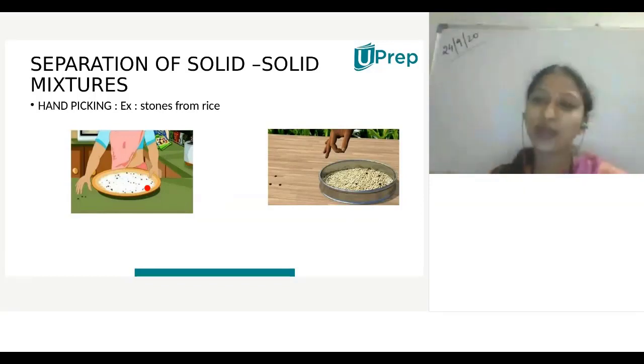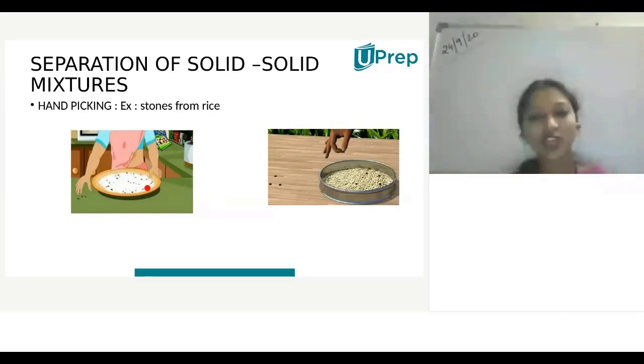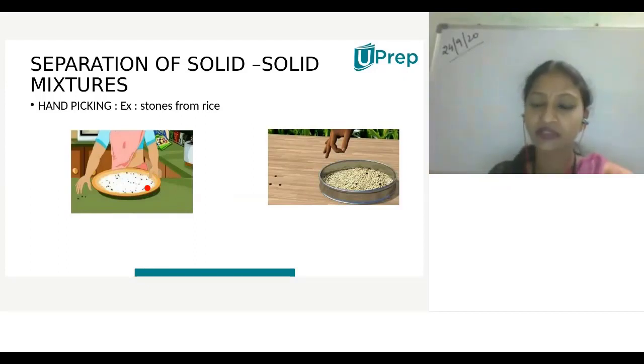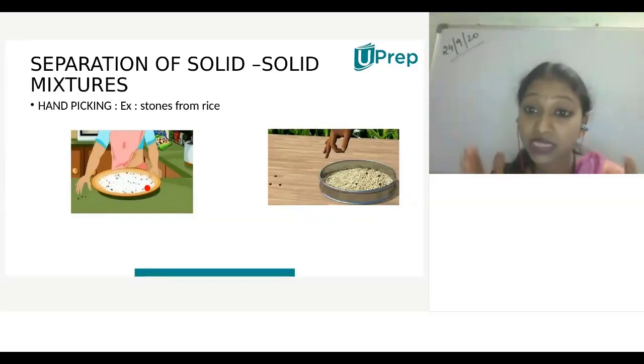So for you people, hand picking is very useful. In every dish, every minute, you do that. You use this separation technique when different solids are mixed up. Yes, ma'am. So this is the separation of solid and solid mixtures. The best example is hand picking: stones mixed with rice, or different grains mixed up with equal sizes. From our experience, we definitely go with hand picking. Hand picking is not used in all separation techniques. It is based upon the substances or mixtures you have selected.